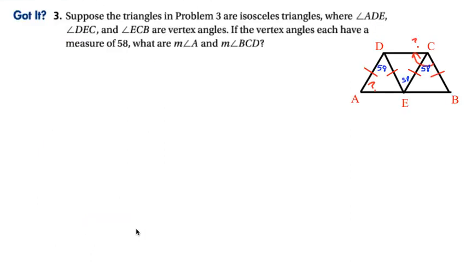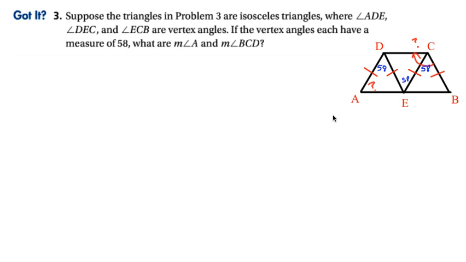Here's one that's very similar. It says, suppose the triangles in problem 3 on the last slide are isosceles triangles instead of equilateral. So I have the markings here that they're just isosceles but not equilateral. And they're telling us to measure angle ADE, DEC, and ECB. Those three vertex angles are 58 degrees. If the vertex angles each have a measure of 58, what are the measures of angle A and angle BCD? So I've labeled the vertex angles.